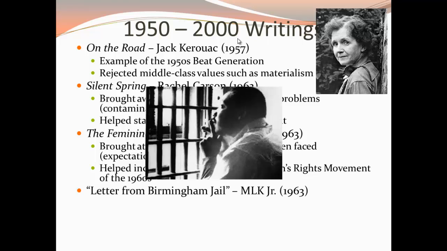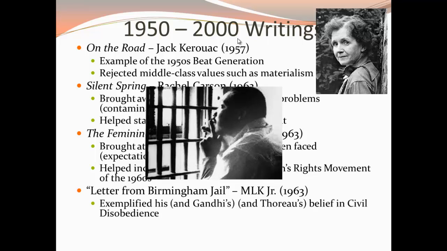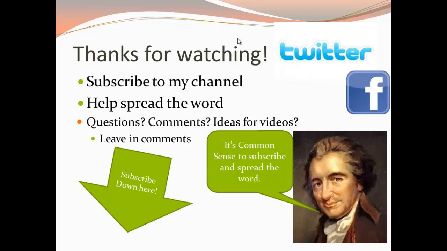Finally, we'll finish up with Letter from a Birmingham Jail by Martin Luther King. Martin Luther King was arrested, and he wrote this letter to fellow white clergymen and basically took his ideas and Gandhi's and Thoreau's belief in civil disobedience and explained why he was doing what he was doing. And he said it is the duty of people to disobey unjust laws to bring attention, and that's the way that laws will change.